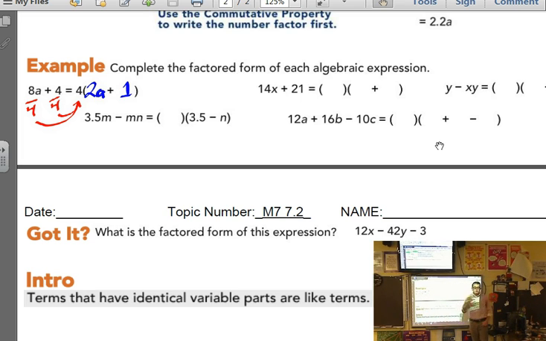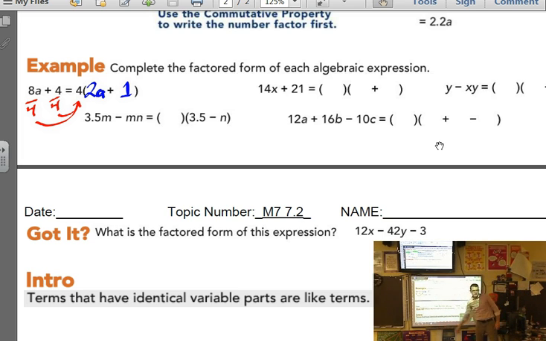So this would be read. I need your attention just so you understand when I say these things. This is read 4 times the quantity, 2a plus 1. Saying the quantity kind of notates those parentheses. So when we say 4 times the quantity, that is opening up parentheses, and then we say whatever we say, and when we stop our statement, it closes the parentheses.